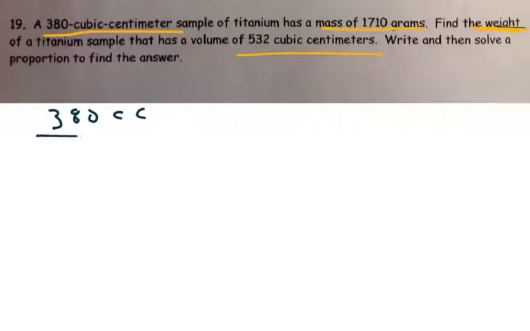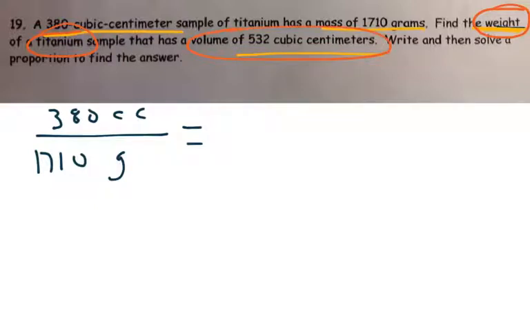Sample of titanium has a mass of 1710. So you know what, guys? I have a ratio there now. You see, 380 cc's is equivalent to 1,710 grams. I'm going to use G for grams. And that's going to equal, of course, let's see what we got here. It says, follow the red, they want to know the weight of a titanium sample that has a volume of 532 cc's.